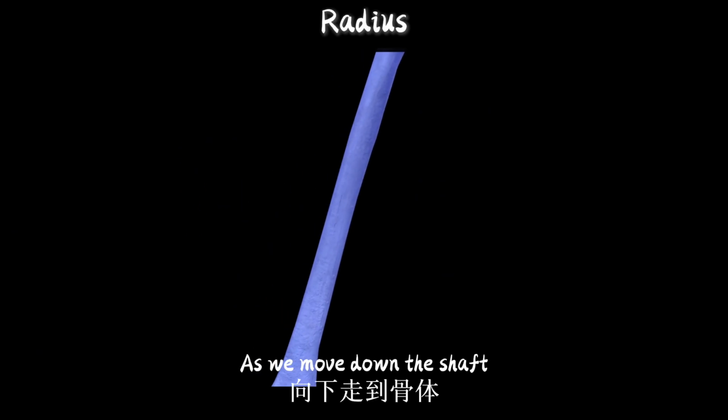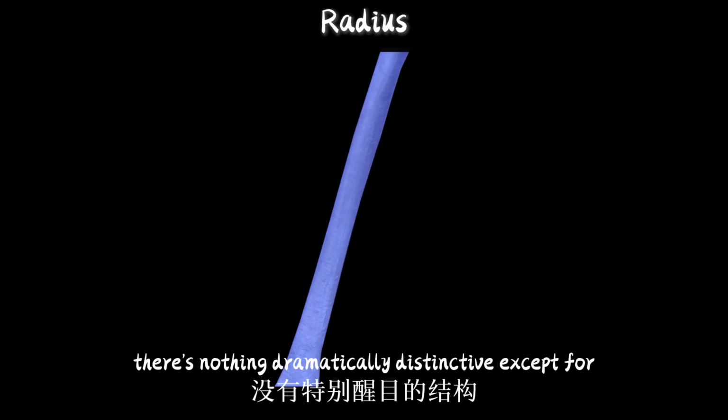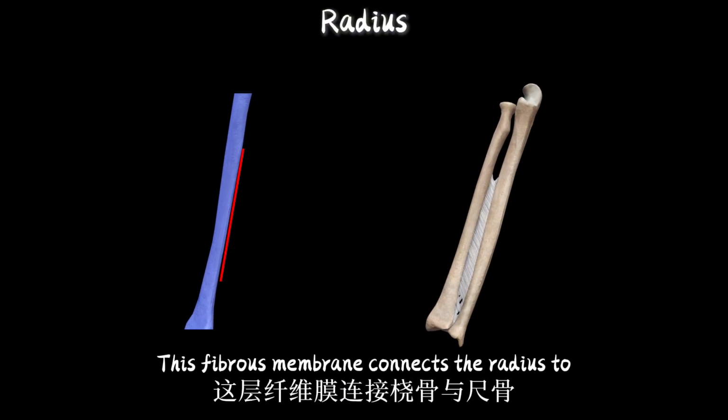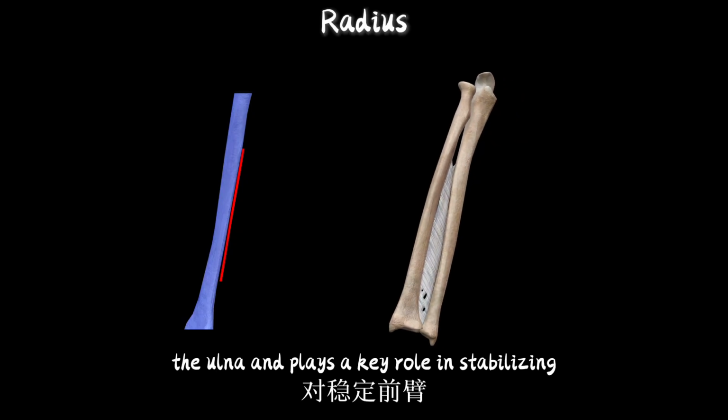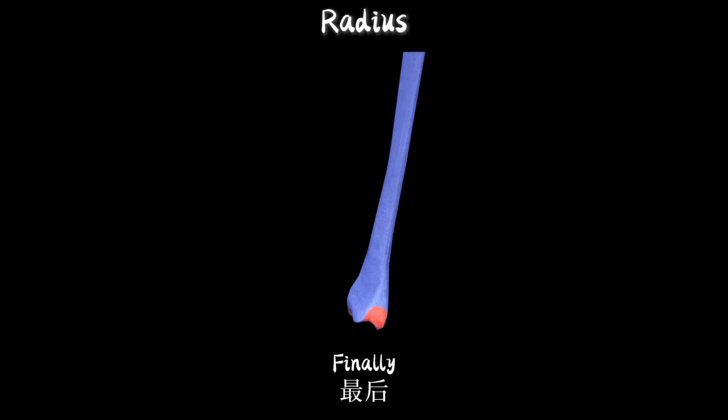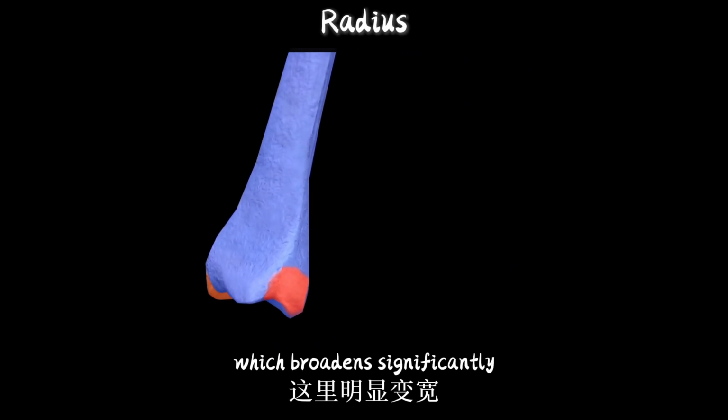As we move down the shaft, there's nothing dramatically distinctive, except for the ridge where the interosseous membrane attaches. This fibrous membrane connects the radius to the ulna and plays a key role in stabilizing the forearm and distributing forces. Finally, we reach the distal end, which broadens significantly.